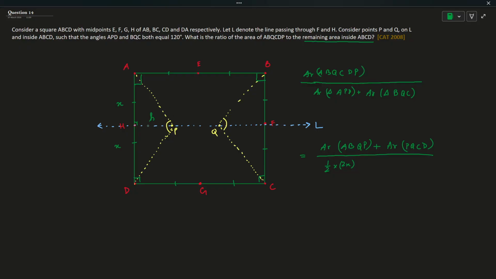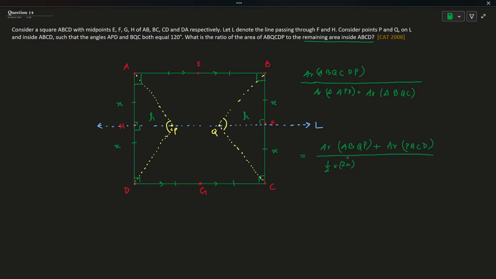That means line L is parallel to the sides, so these angles will be 90 degrees. That means this is the height. Similarly, if this is x, this is also x, and this will also be h.